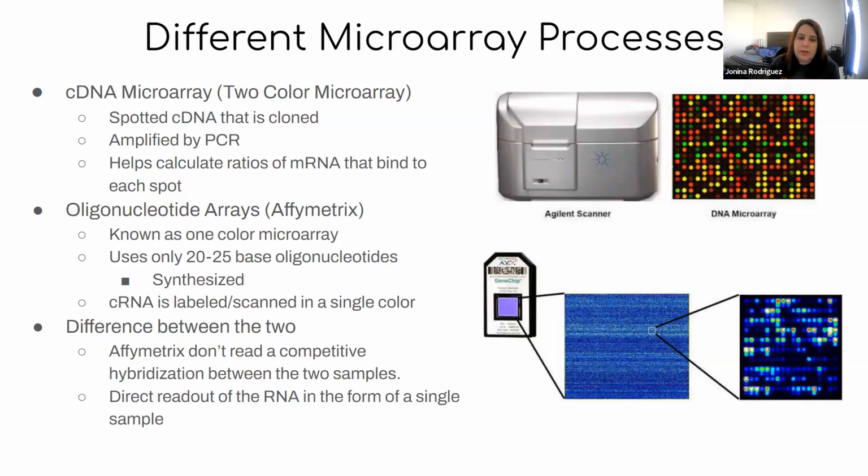The difference between the two is that Affymetrix really doesn't read competitively, so it's not reading all the different types of expression or hybridization between the two samples. Direct readout of RNA is in the form of a single sample, within both the cDNA microarray analysis.